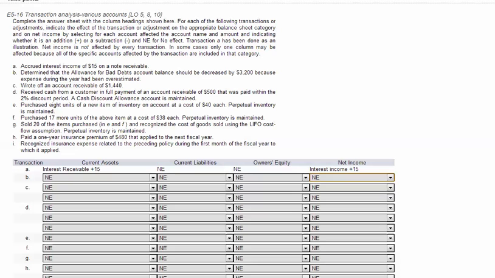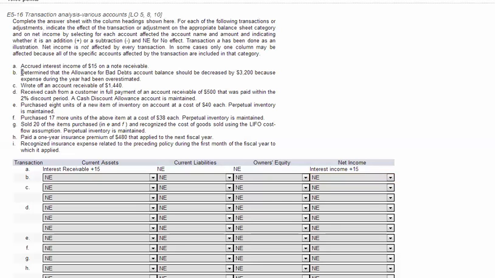So A says accrued interest income of $15 on a notes receivable. So essentially they've earned this interest, but they haven't yet recorded it or shown that they've earned it. So it's given to you. We would increase our interest receivable, which is an asset. So assets go up by $15. We also increase our revenue, which is an equity account. So our income is going to go up for that transaction.